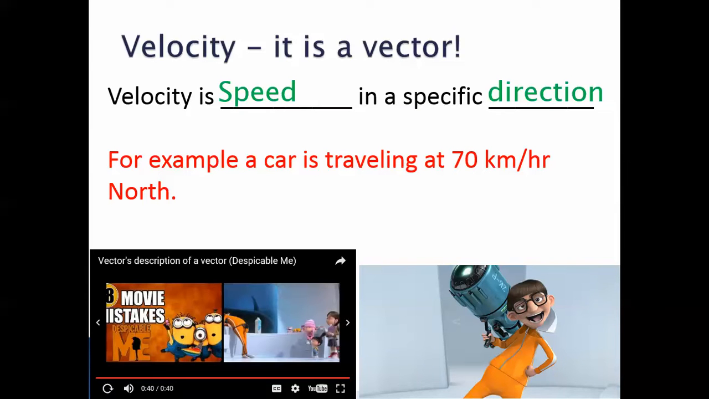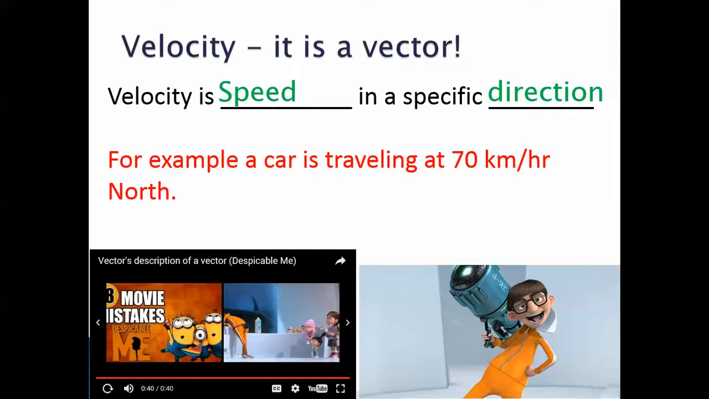Love that movie. So anyways, as you can see, velocity is a vector, and a vector is a mathematical computation talking about something that has both direction and magnitude. So the magnitude would be the 70 kilometers per hour. It would be our speed. And then the direction is just talking about which way it is going.